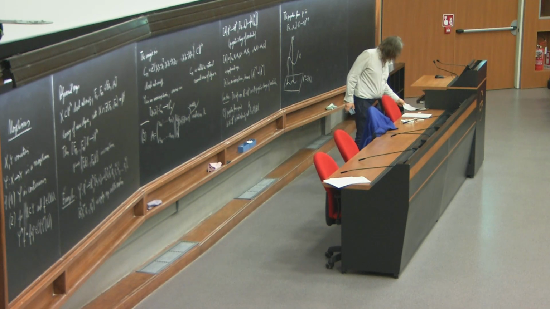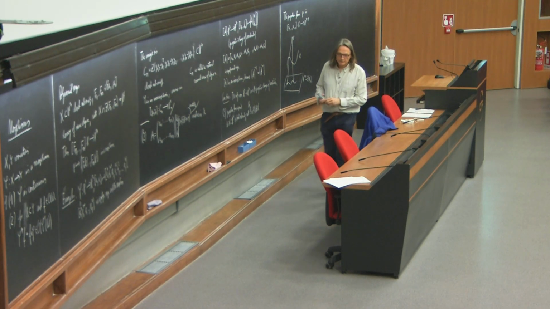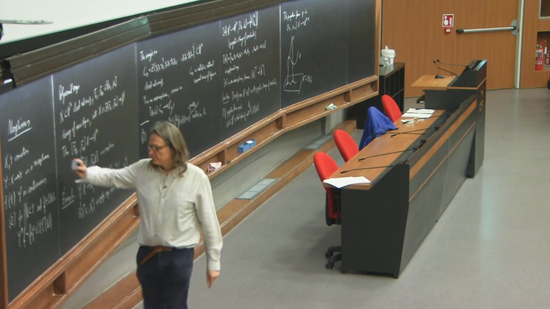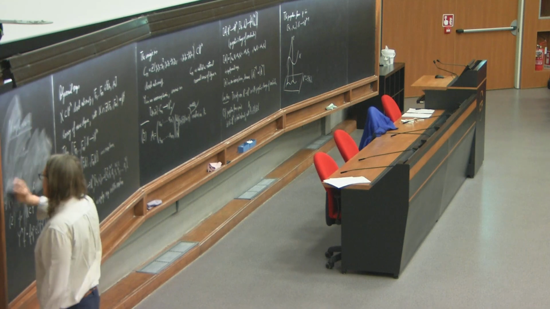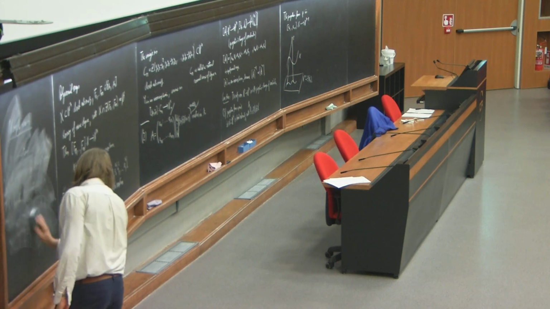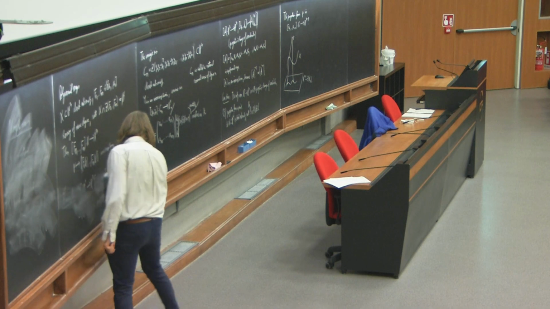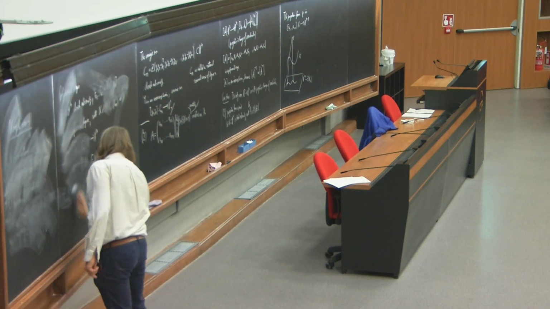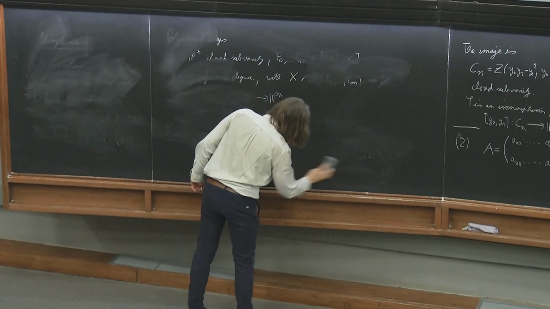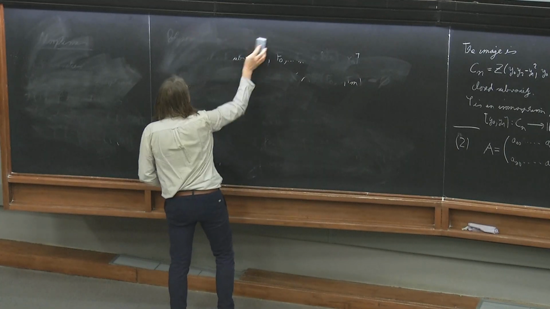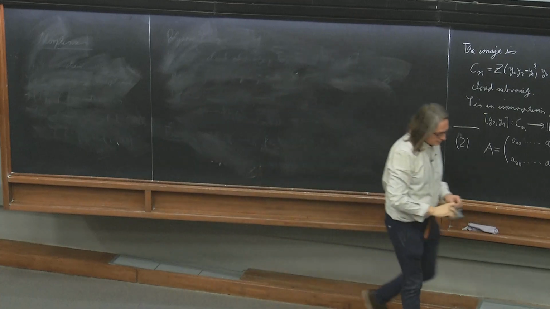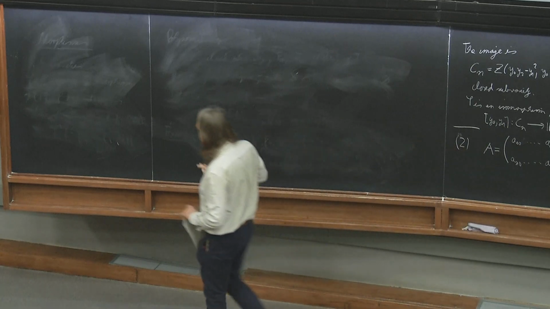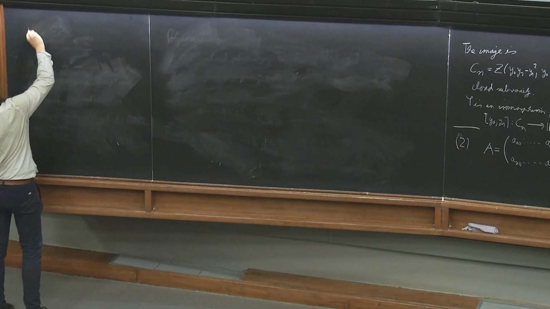Now the next thing we will want to talk about is products, which is in some sense just another way to look at morphisms, or at least it's very related to it. So you want to look at products of varieties.